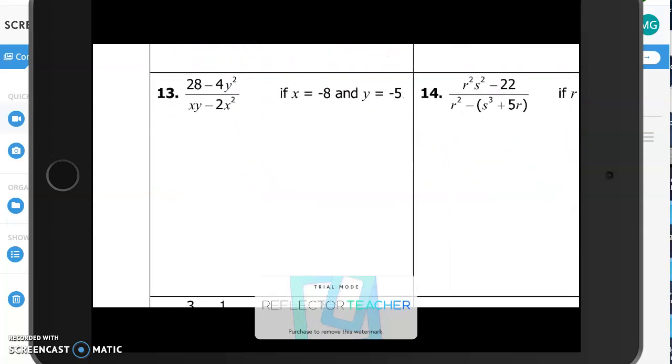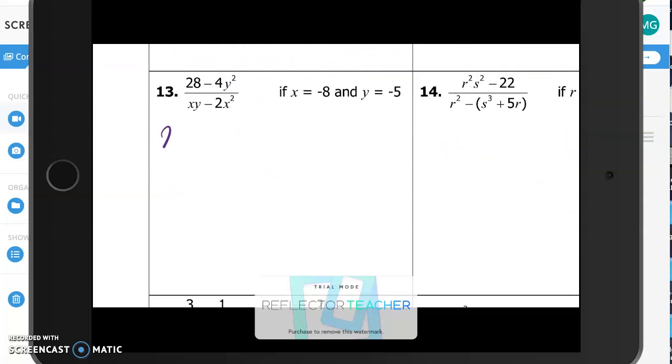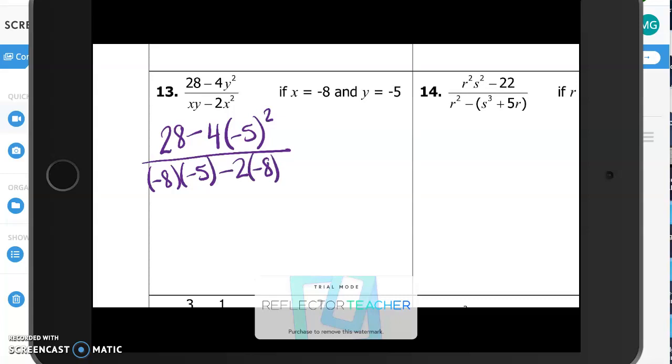And lastly, 13. 28 minus 4 times -5 squared. You absolutely have to have that -5 in parentheses. X, which is -8, times y, which is -5, minus 2 times -8 squared.